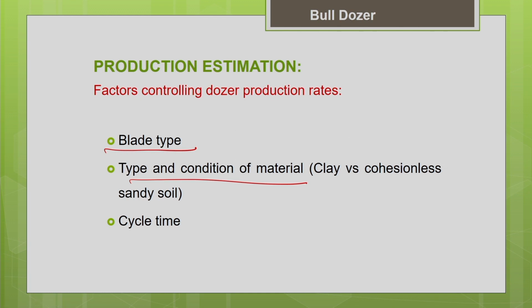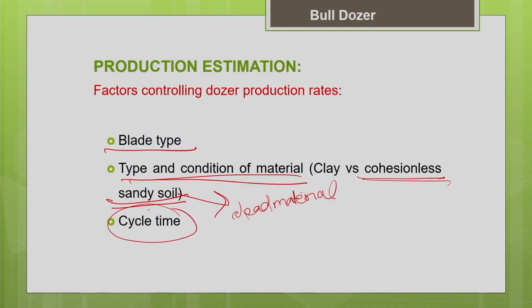And as I mentioned earlier, regarding the material type, if the material is cohesive, it is easy for the material to roll in front of the blade. But if it is cohesionless sand, the sand will act like a dead material. It won't roll in front of the blade, so it is very difficult for the blade to push the soil and the productivity gets affected. The density of the soil also matters. If it is denser material, it is difficult for the blade to push. If it is less dense, it is easier. So accordingly the productivity will vary.